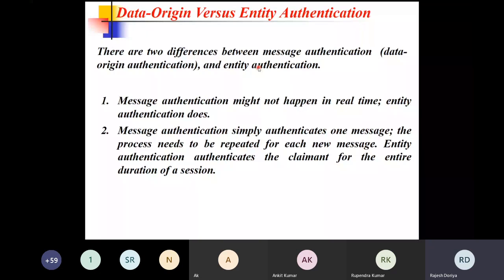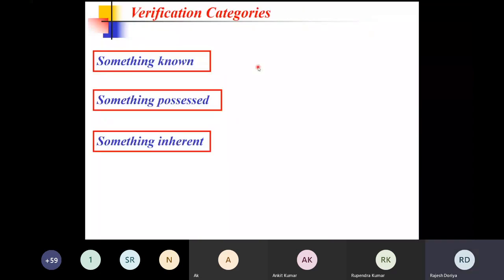Okay, then there are three types of verification categories through which we can identify someone, we can verify someone, and these three are something known, something possessed, and then something inherent.